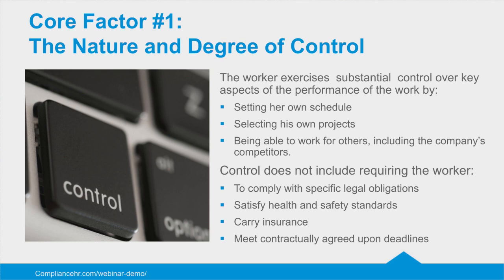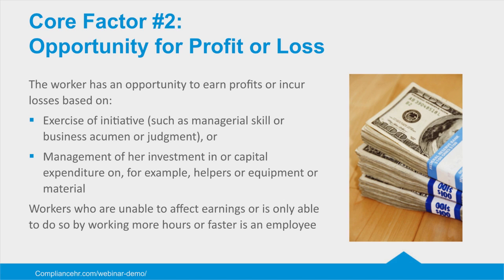I don't think it's anything really new for somebody who's been dealing with independent contractors for a long time, and it's very familiar and similar to what we have under other state and federal laws. More difficult, I think, is that second core factor, the opportunity for profit or loss. Now this is from these regulations, okay? The worker must have an opportunity to earn profits or incur losses based on the exercise of managerial skill or business judgment, or by managing her investment or capital expenditures.